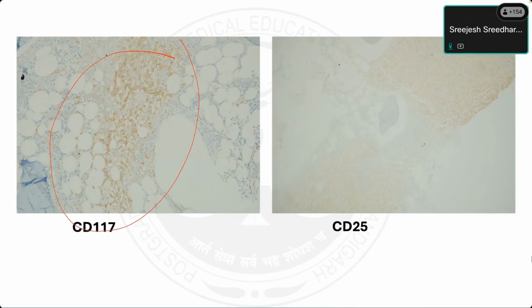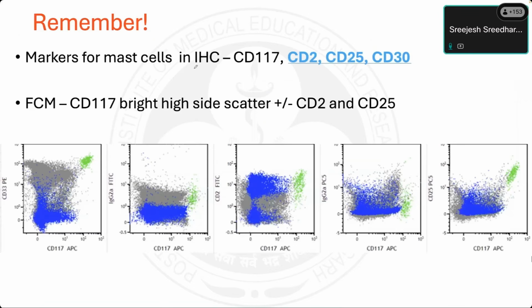Now to show whether these mast cells are abnormal or not, we can use CD25 and CD30. If these are positive, we can call them abnormal mast cells. So this is CD25, which is positive. We can also do flow cytometry to document abnormal mast cells. The mast cells are very brightly CD117 and CD33 positive. If they're abnormal, they will be positive for CD2 and CD25. So these can be tested by flow cytometry as well.